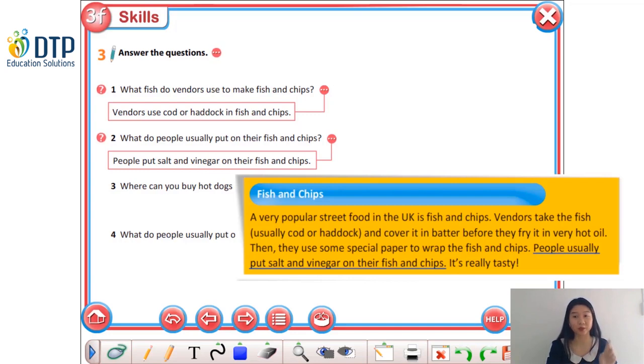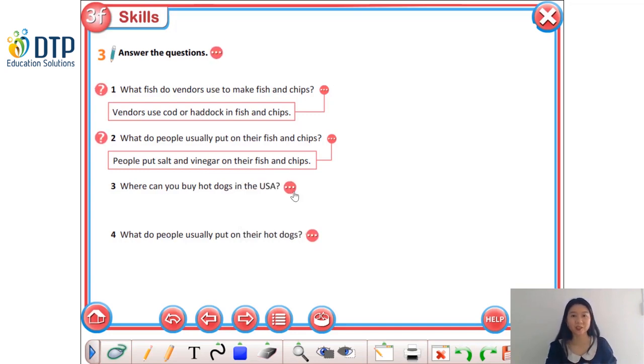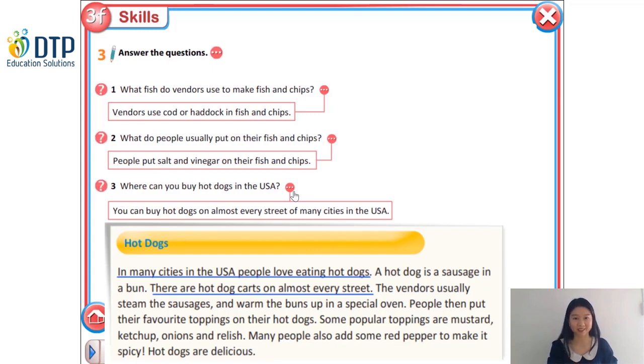Alright, moving on to number 3. Where can you buy hot dogs in the USA? What is your answer? Now let's see. You can buy hot dogs on almost every street in many cities in the USA.